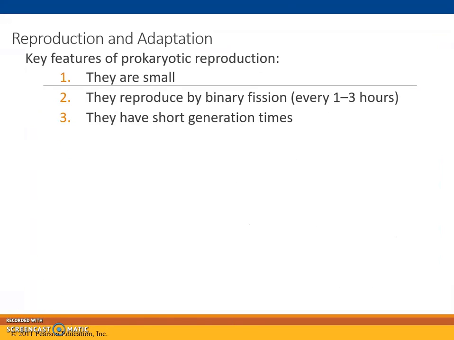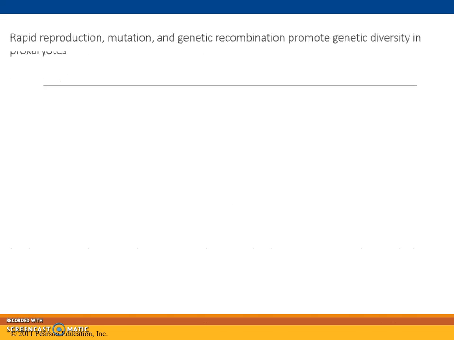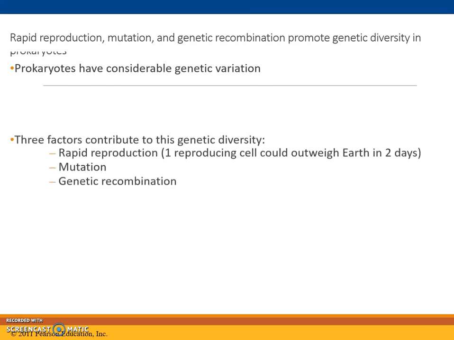Reproduction and adaptation. Prokaryotic reproduction is quick. Binary fission occurs every 20 minutes on average. That means the mother cell divides into two identical daughter cells. Rapid reproduction brings in considerable genetic variation.